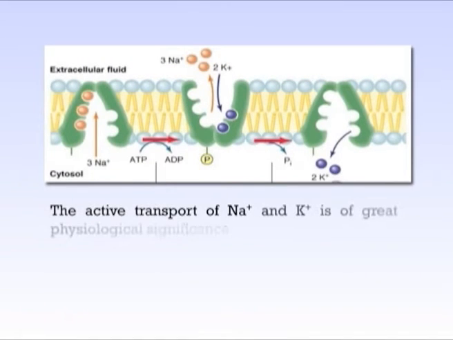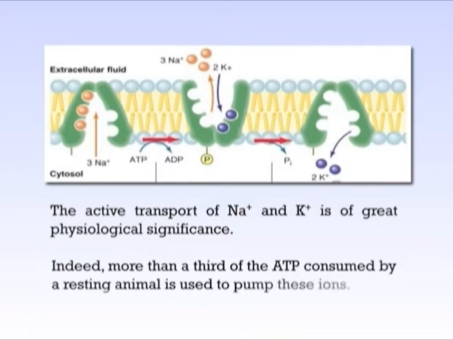The active transport of sodium and potassium is of great physiological significance. Indeed, more than a third of the ATP consumed by a resting animal cell is used to pump these ions. The sodium-potassium gradient in animal cells controls cell volume, renders neurons and muscle cells electrically excitable, and drives the active transport of sugars and amino acids. It is also essential for regulation of enzymes required for protein synthesis.